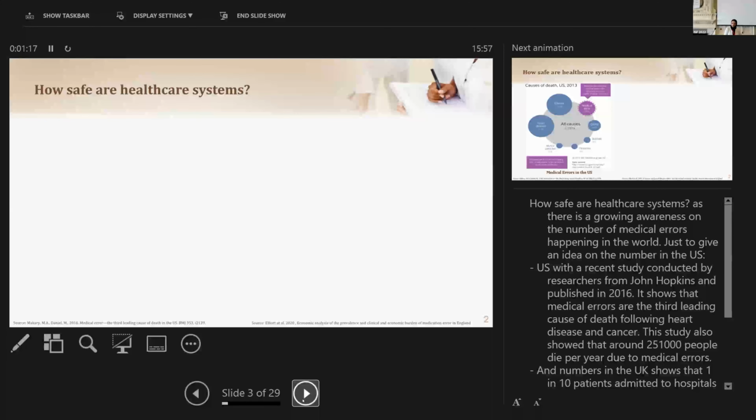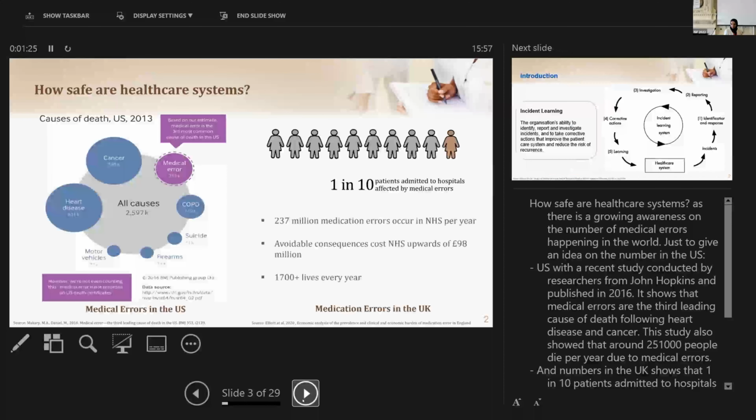So how safe are healthcare systems? There is growing awareness of the number of medical errors happening around the world. To give an example of the numbers in the US, there's a recent study from Johns Hopkins. It shows that medical error is the third leading cause of death, coming after heart disease and cancer. They also published that around 250,000 patients were affected and died because of medical errors.